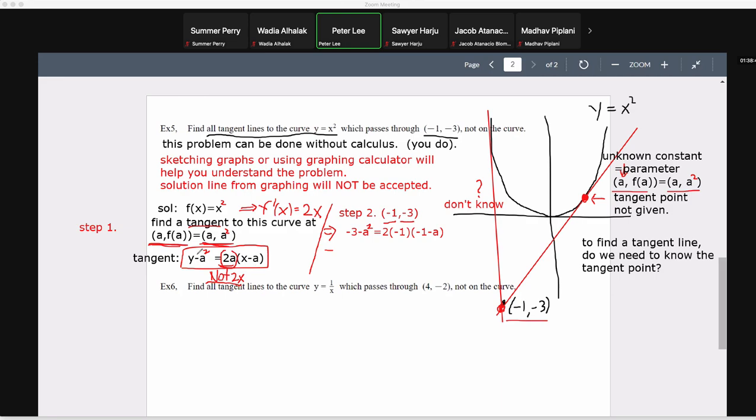So we know that this tangent line at (a, a squared) is passing through this point. We want this tangent line to pass through the point (-1, -3). So now if we do that, we get this. This is -3 minus a squared.